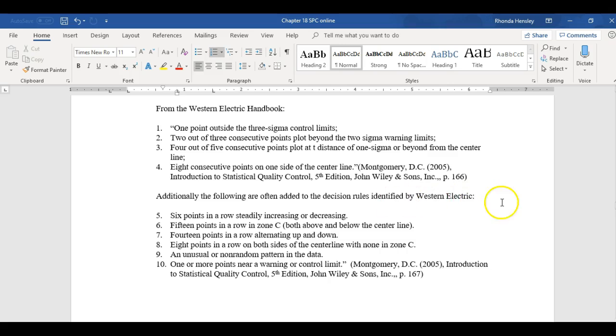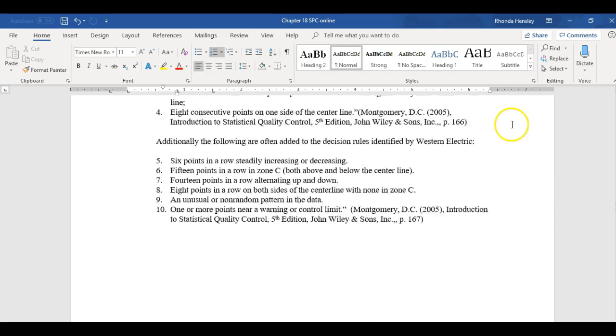Western Electric Handbook, again, the one I said is very important, has a whole list of different things. I took these from Montgomery's book, which is a well-known one, but he took them right from there. And here's some others, so there are all kinds of rules that you should look at if you're using it over time.